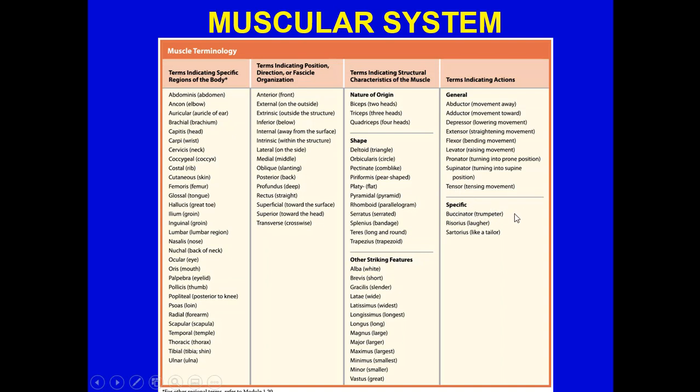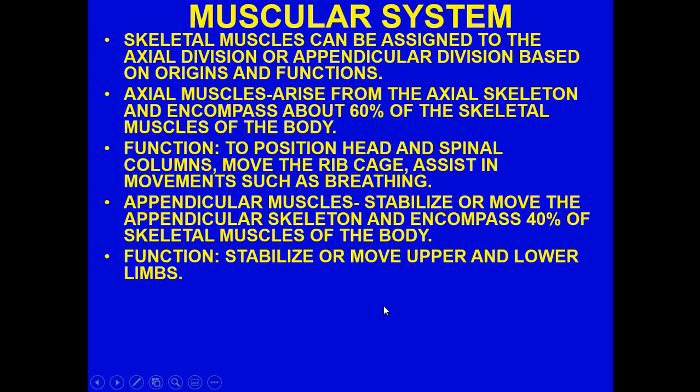Buccinator, this is for the trumpeter. Because if you've ever seen, let's take Dizzy Gillespie or some of the other famous jazz trumpeters, you'd see these big, big cheeks as they're belting out that music on that horn. And that's where the buccinator, the trumpeter, comes from. Risorus is laughter. Sartorius, like a tailor. Remember I told you about the cross-legged approach there of the tailor. So you have this long muscle that allows for the cross-legged position that they would arrange to do their work. Now, so you have to really take time to really review those terms.